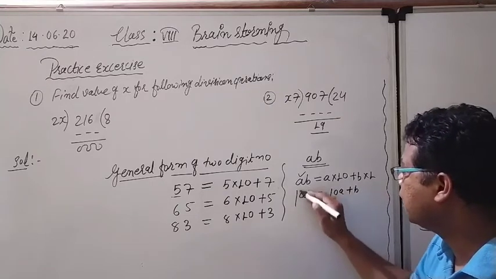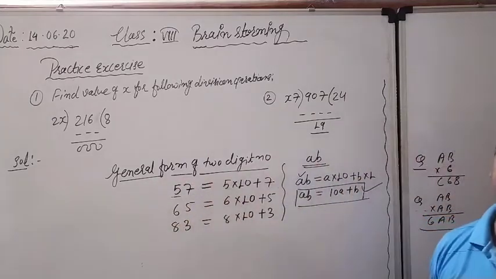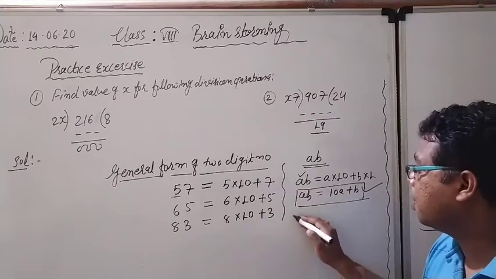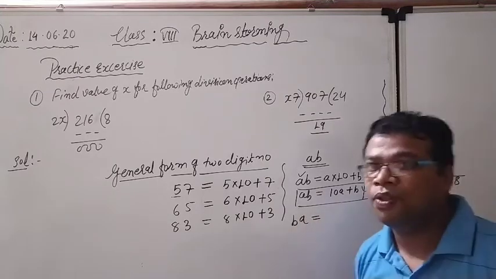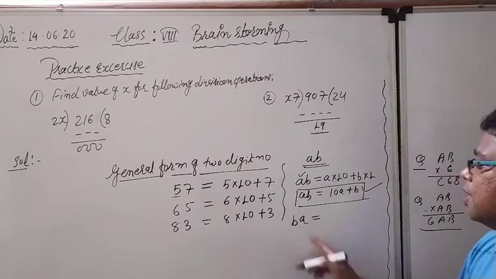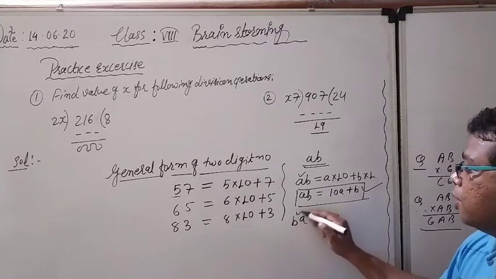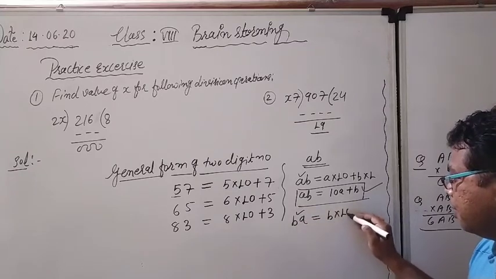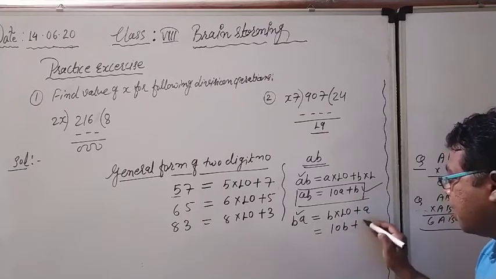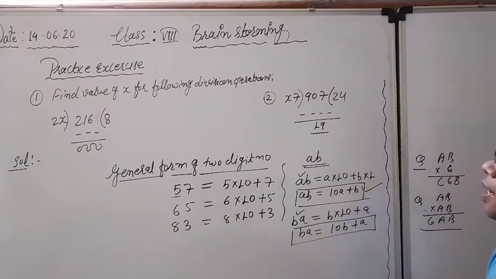So this AB could be written as 10a plus b, and this particular thing is known as the general form of a 2-digit number. For example, if the number is BA, if the digits are reversed, first I was considering AB, right now I am going to consider BA. So what is going to change? Right now the tens place digit is B, multiplied by 10, plus unit place digit A, meaning it will give me 10B plus A. So BA could be written as 10B plus A and AB could be written as 10A plus B.